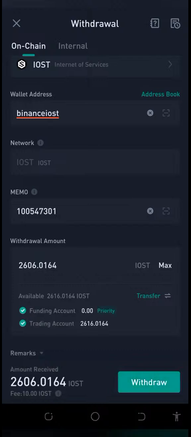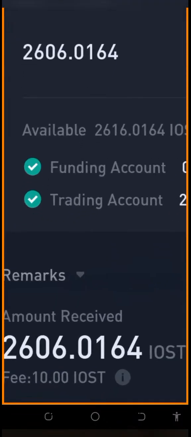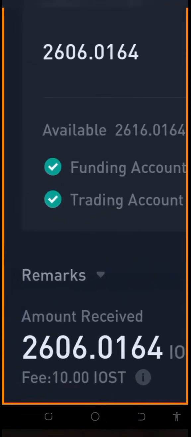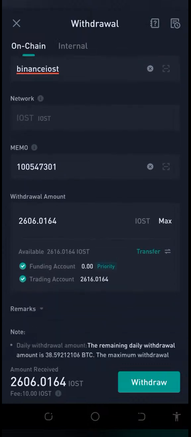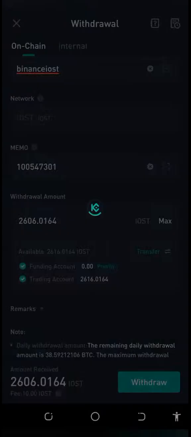Then we pick max. What we get is 2606. Remember that there's going to be a withdrawal fee of about 7 cents. It says that the fee is 10 IOST, which is equivalent to about 7 cents. So we're going to go over and get this done. All right, so 1 to go. Let's withdraw. Okay. Withdraw.